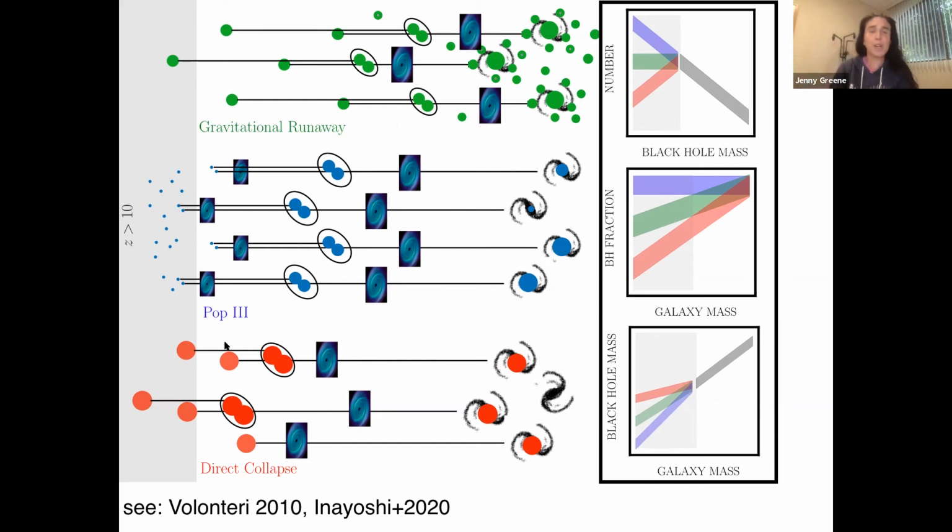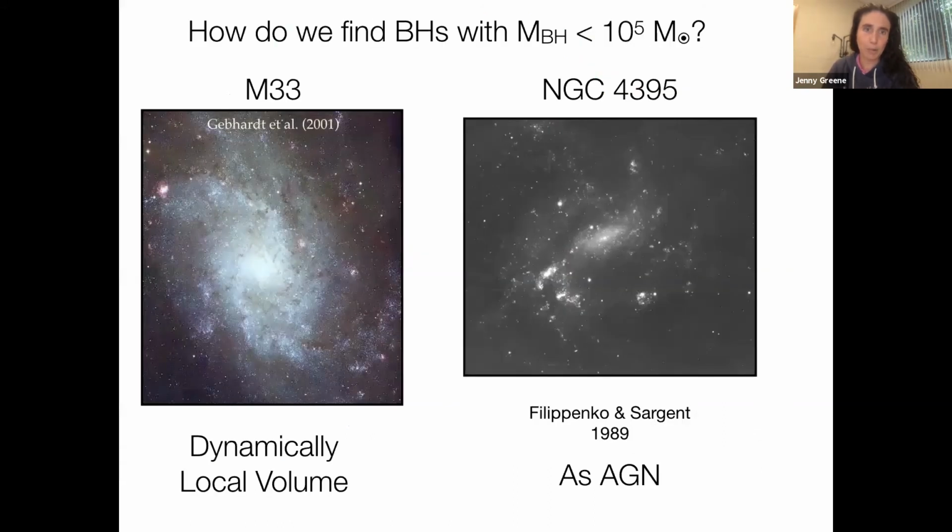And so the hope is that if we can gather demographics on black holes locally, that we might be able to gain some insight into which of these seeding mechanisms operates. So observationally, there's a question.